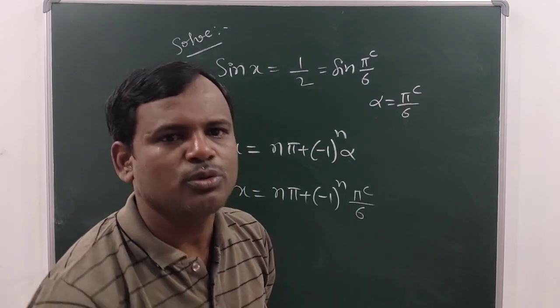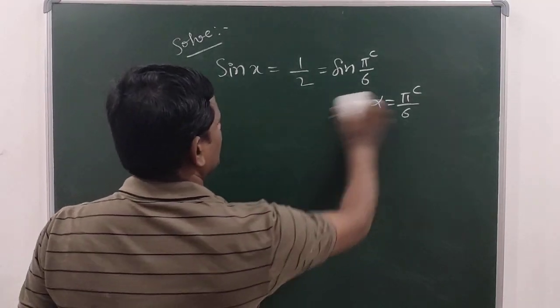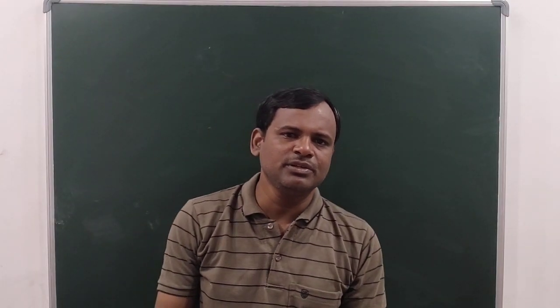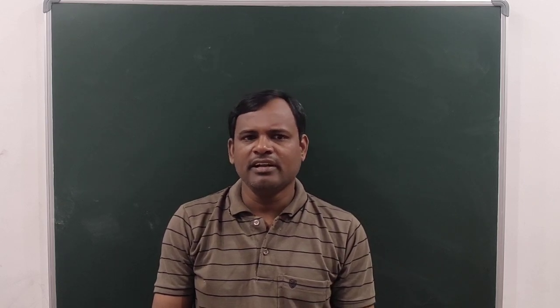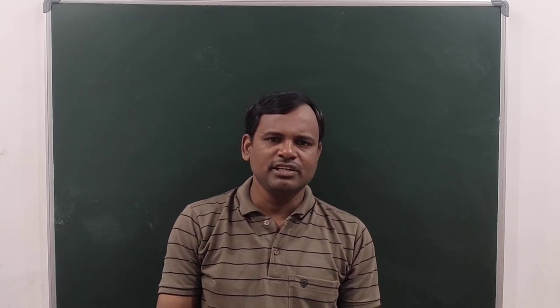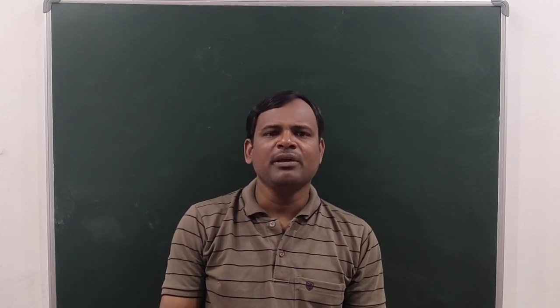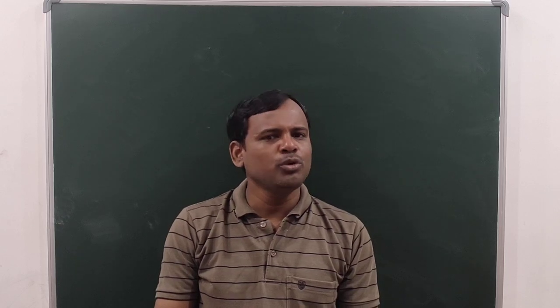Now let us go to the cosine function. For this sine function, what I have discussed with you is its graph, domain, principal domain, range, and general solutions. For sin x equal to 0, we got x equal to n pi, and if sin x equal to k, the general solution is x equal to n pi plus minus 1 whole power n into alpha. Also, it is a periodic function with period 2 pi.